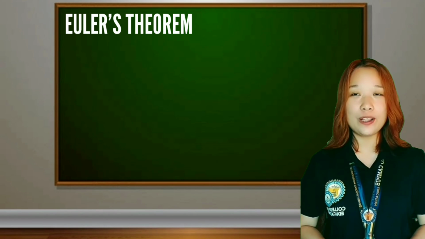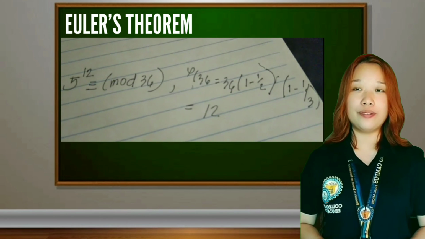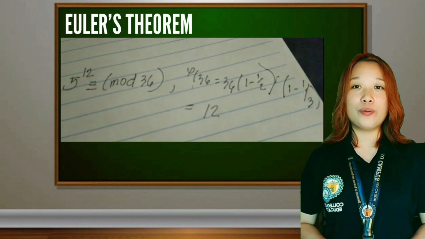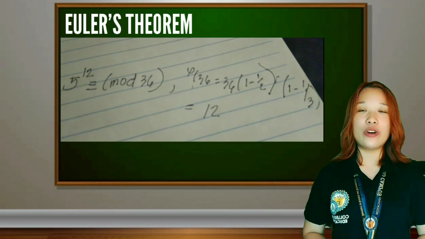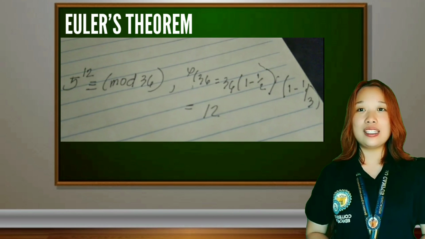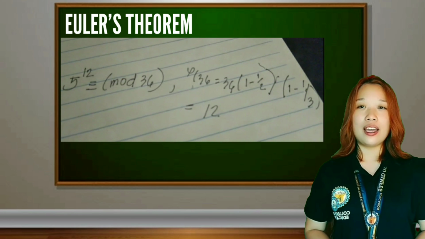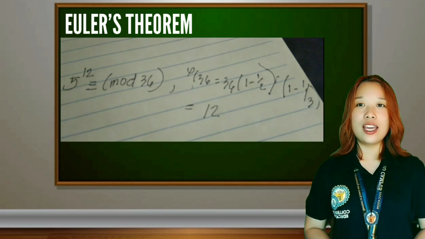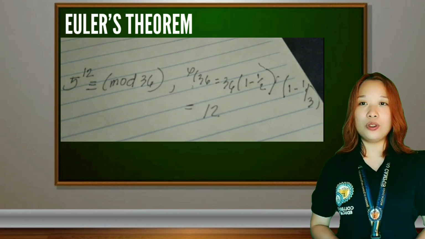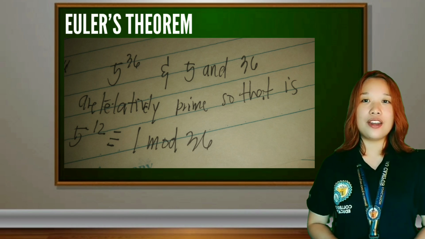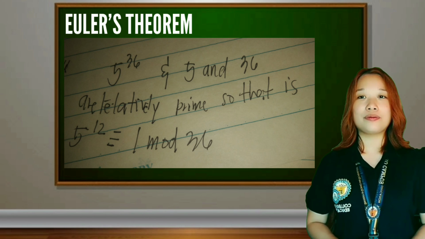So here is the example. 5 to the 12 is congruent to what modulo 36? Let's see what it is congruent to modulo 36. So we start off by calculating phi of 36. Then I'll use a formula which we discussed. So this is equal to 36 times 1 minus a half times 1 minus a third, which equals 12. So that we have here 5 to the phi of 36, and 5 and 36 are relatively prime. So this is 1.